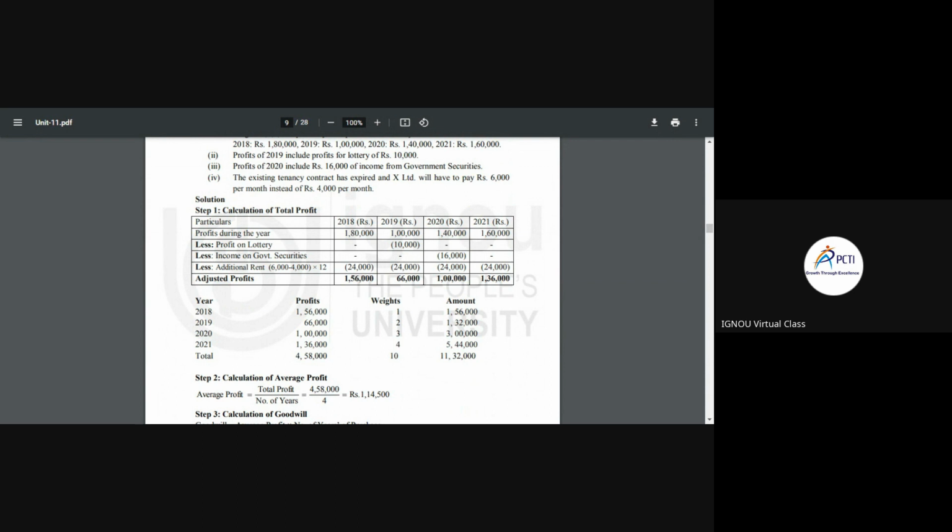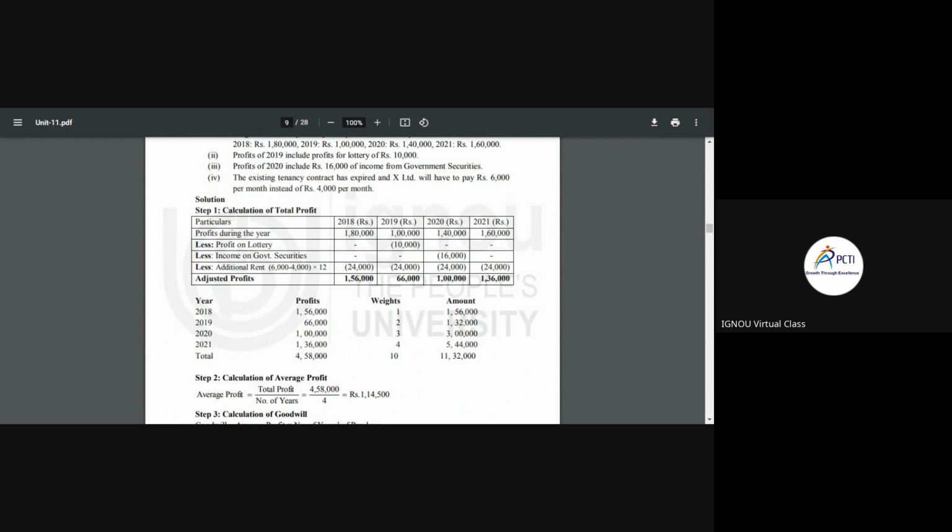Then there is an additional rent of rupees 2,000 for the 12 months. So that 24,000 will be deducted from all the years. And in the end, we have adjusted profits for 2018, 1 lakh 56,000. In the year 2019, 66,000. 2020, 1 lakh. 2021, 1 lakh 36,000.